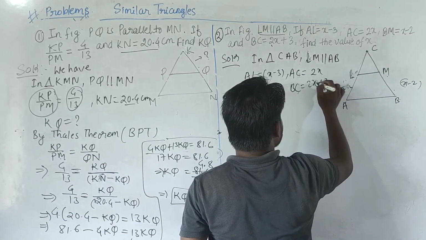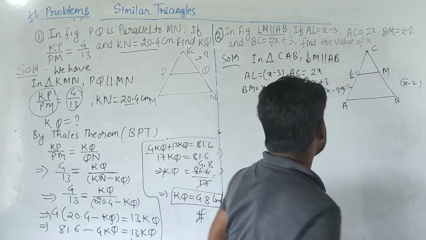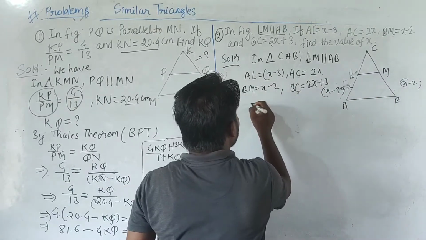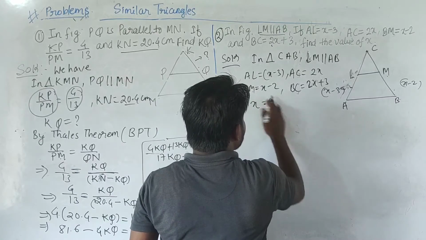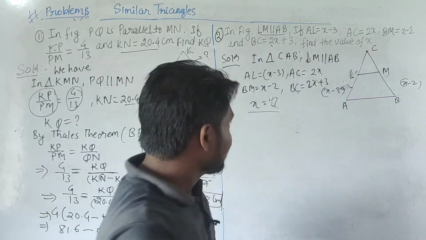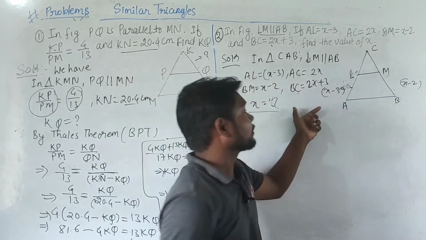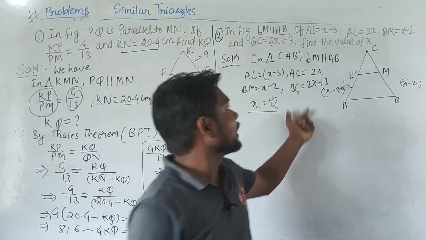So these are the given values in triangle CAB. We have to find the value of x. To solve this problem we will use the Thales theorem.